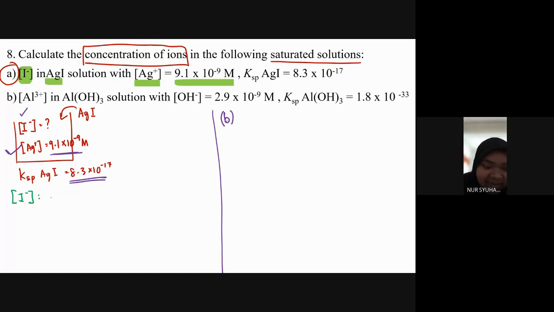8.4608 darab 10 kuasa negatif 9. 8 point sekali lagi. 8.4608 darab 10 kuasa negatif 9.